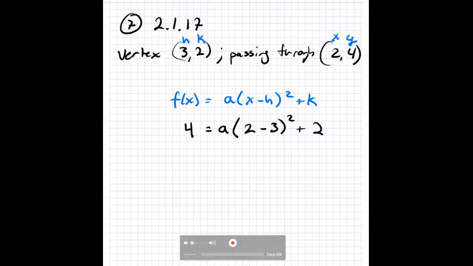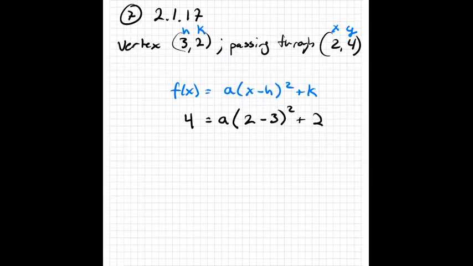All right, if we keep going, make sure I'm showing the right thing there. Okay, that looks good. Okay, so then we'll have 4, a 2 minus 3 is what? Negative 1 squared is 1, so that's a plus 2. Subtract 2 on both sides. We get what? A equals 2.